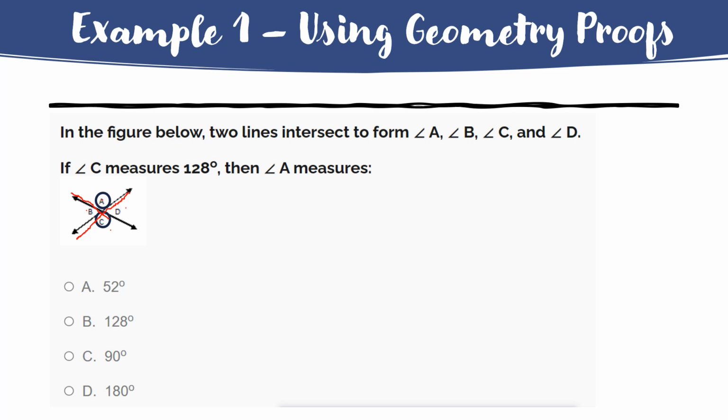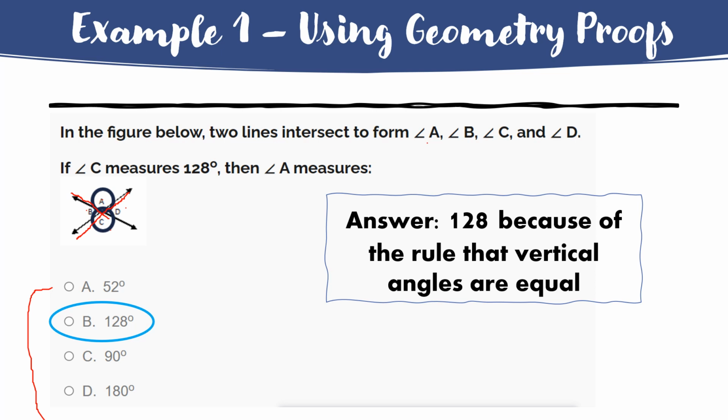So the problem we're given says, in the figure below, two lines intersect to form angle A, B, C, and D. If angle C measures 128 degrees, then angle A measures which of the following? Which of these is correct? Based on your picture and what I've shared with you in another video about what happens when lines intersect, hopefully you know real quickly what the answer is. And that answer is 128.